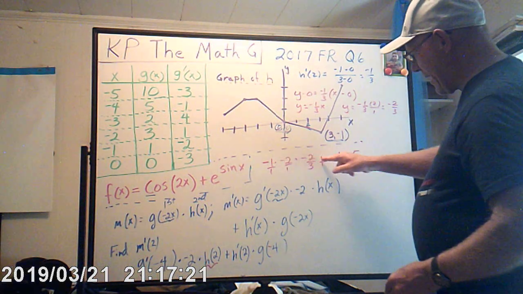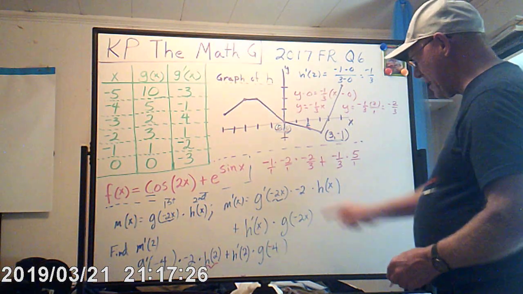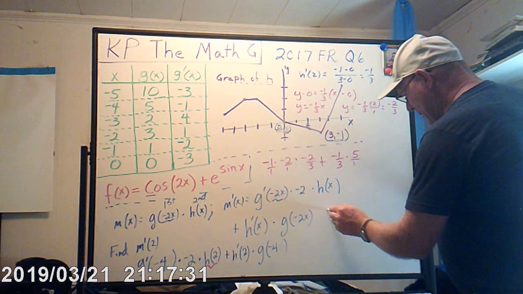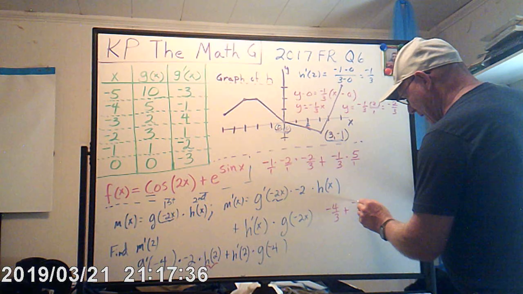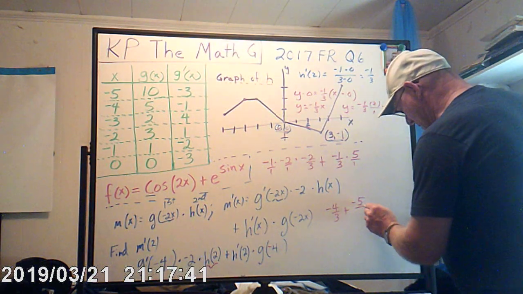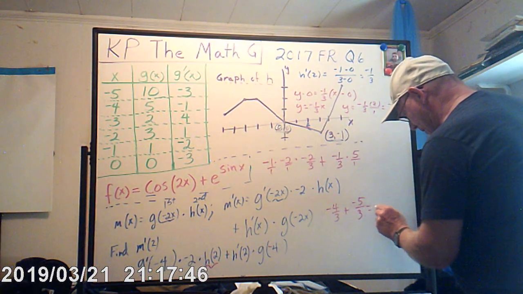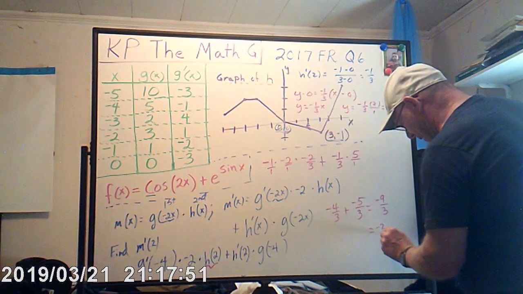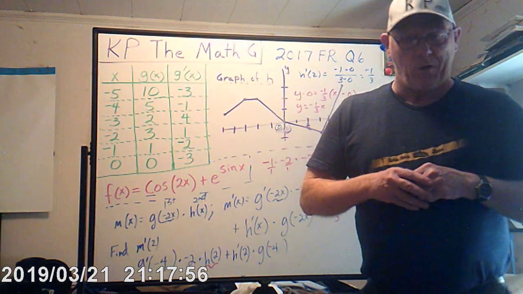So what we got is negative 1 times negative 2 is 2, 2 times negative 2 is negative 4, so negative 4/3, plus negative 5, thirds. That's equal to negative 9/3, which is negative 3. That takes care of that one.